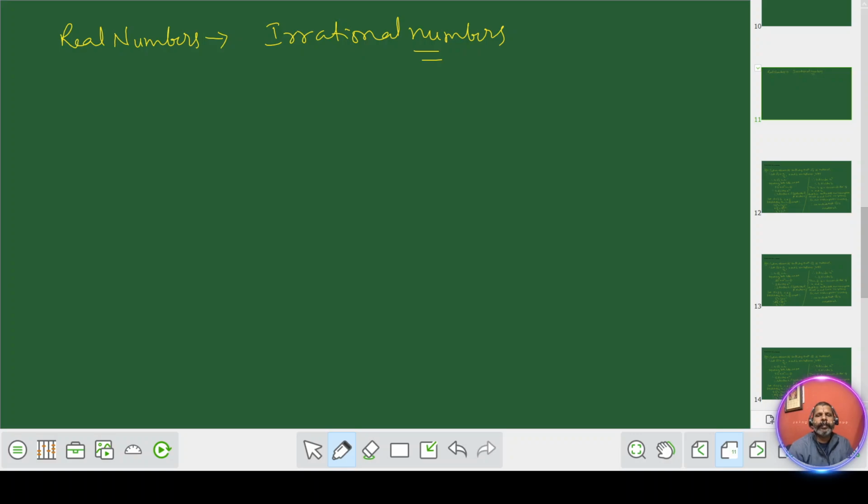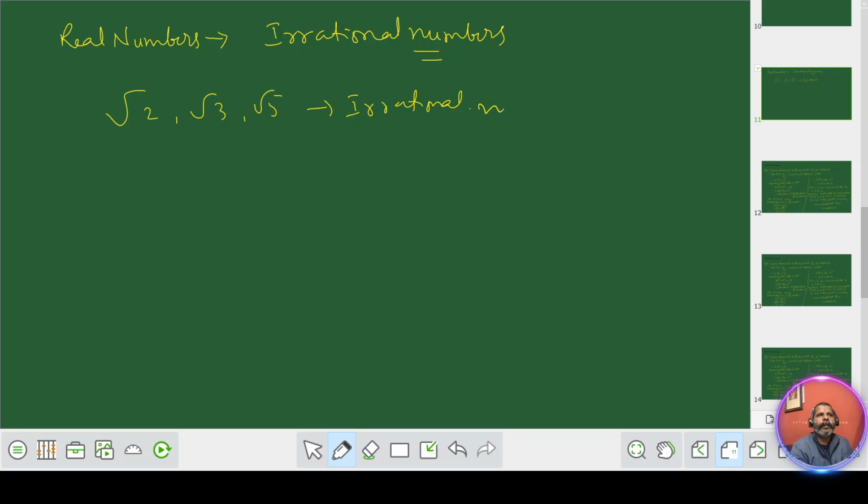Students, in this class, we will see the next part of the real numbers, that is irrational numbers. In the last standard, we saw root 2, root 3, root 5 are all irrational numbers, right? Because non-perfect square numbers under the root are also called irrational numbers.